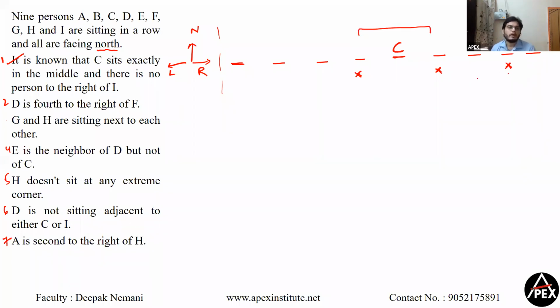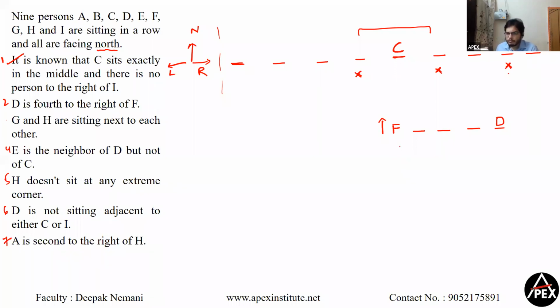Now, which statement should I consider now? The second statement, isn't it? Now we have some clue relating to D. Let us look for the statements where there is a mention of D. D is fourth to the right of F. So if F is here facing north, 1, 2, 3, and 4, we will be having D here.